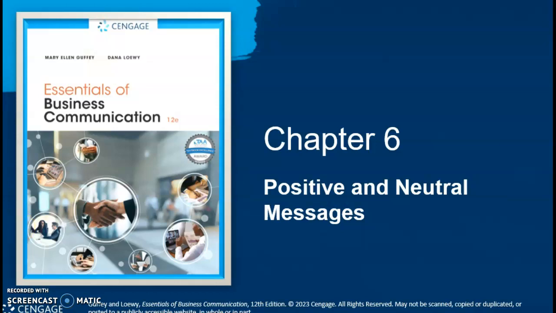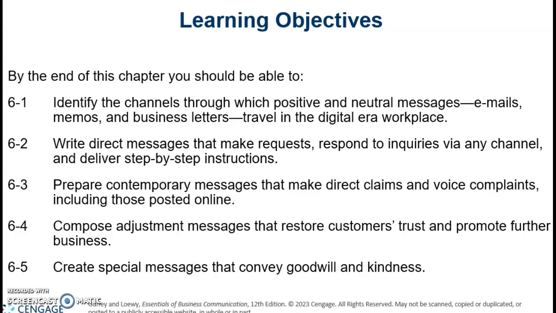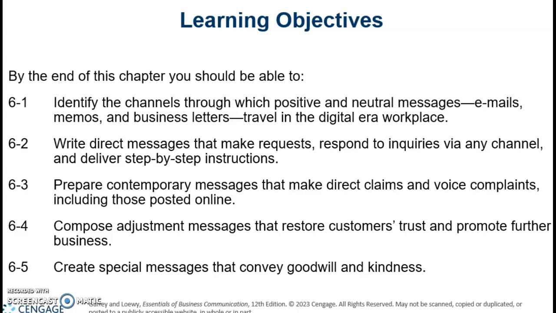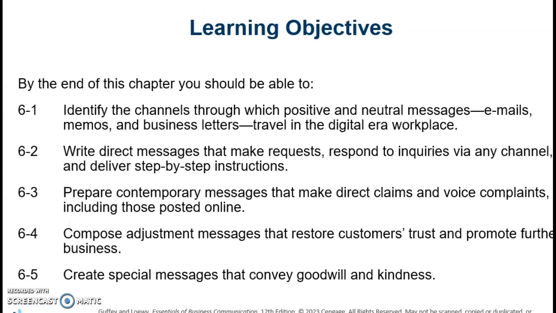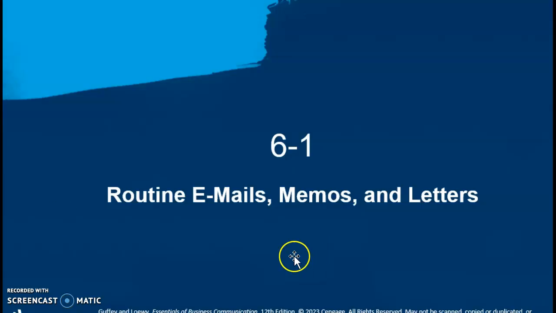Chapter 6 is about positive and neutral messages. Here are the learning objectives for this chapter. As we are covering this section, make sure that you can meet these objectives by answering or taking notes on your paper. This is something that several of you have asked about that you really want to learn, and that's the routine emails, memos, and letters.